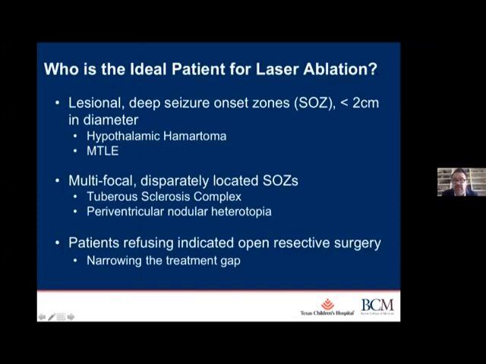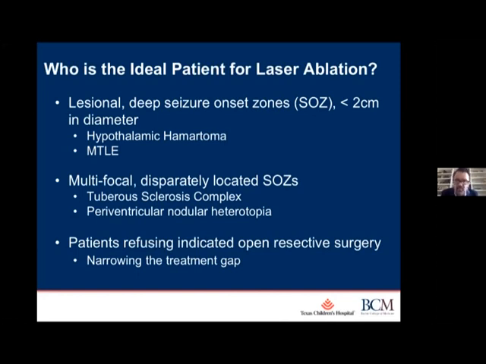I'm asked a lot who the ideal laser patient is in epilepsy, and really it's a lesional epilepsy, deep-seated seizure onset zone. And I immediately think of hypothalamic hamartoma and mesial temporal lobes. Also, keeping in mind it's a small cannula, it's best for multifocal, disparately located seizure onset zones. So tuberous sclerosis complex. My now partnership with Howard Weiner has really brought a lot of patients, and we've really explored the extreme utility in laser ablation in this population, which we'll go over, and also periventricular nodular heterotopia.